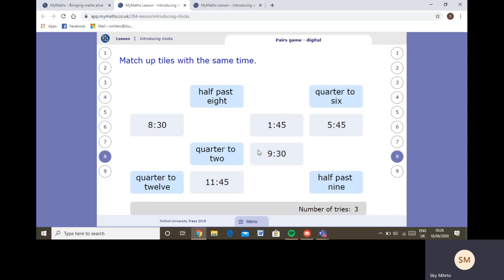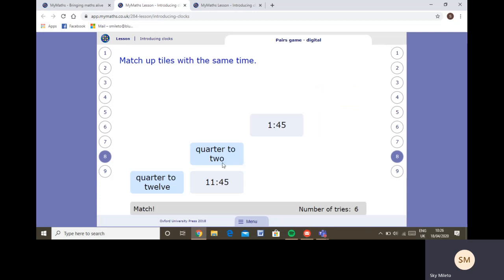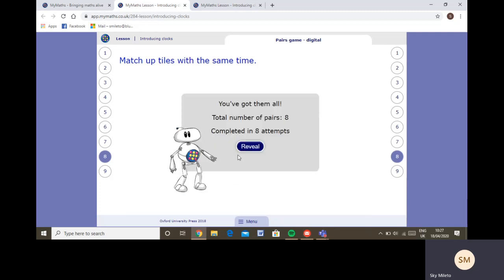Now I'm going to do the half past, because I know that's a 30. 9:30 must be 9:30. 8:30 must be 8:30. And now I'm left with the quarter tos. This is more tricky because it's not going to be 5:45. It's not going to be 6:45 because it's still going to be 5. It's going to be 5:45 because we've still got quarter of an hour until it's 6. It's quarter of an hour to 6 o'clock. So we know that one's 5:45. So quarter to 2 must be 1:45, and quarter to 12 must be 11:45.